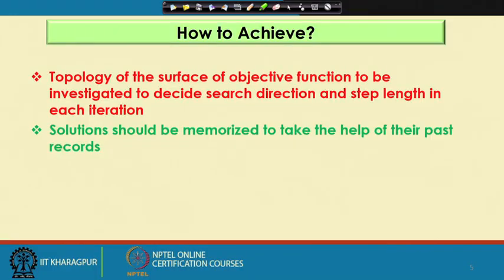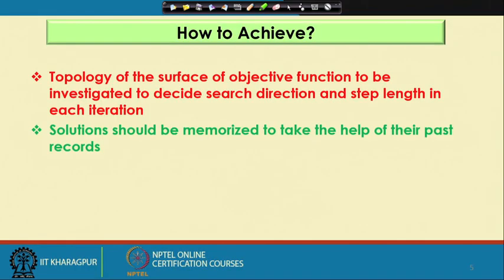So, the future direction will be decided. To use this particular past record or history, all the solutions ought to be memorized. Now, to memorize the solution, definitely it will take a little bit of space, but we will have to work more on how to memorize this particular solution in a better way, so that it can consume less space to memorize that data.